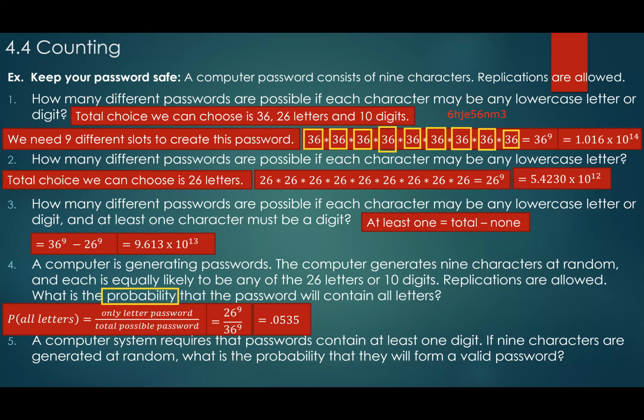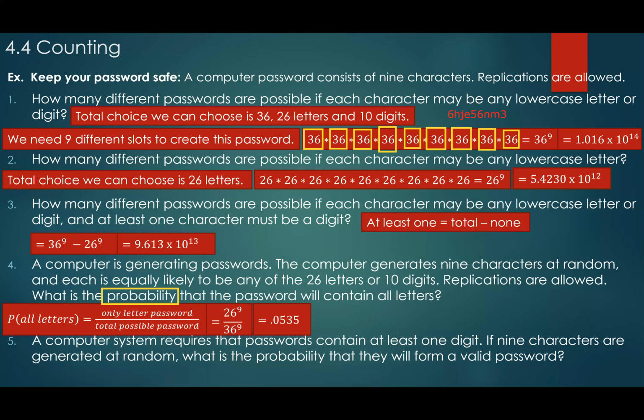But looking at this, to find any probability, just like before, we need to look for what we're looking for over the total possible items. Question number 4 here. And lastly, they ask you, what is the probability that at least one of them is a digit? A computer generated password requires that if your password is just letters, they say, sorry, you need to include at least one digit in it, one number. So they ask, if 9 characters are generated at random, what is the probability that they form a valid password?